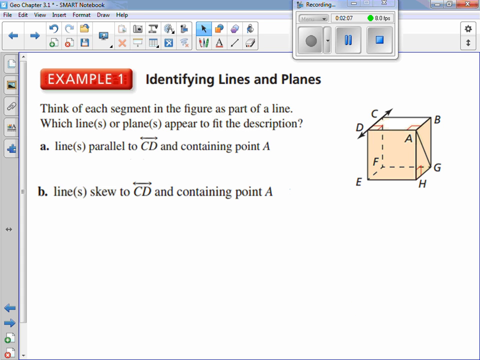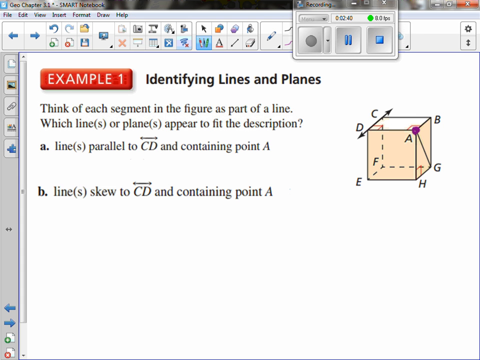Now, we're going to do some naming with this, and a decent part of this first part of the chapter is going to be that: we'll name some lines, and then we'll deal with some more stuff in parallel. But first, let's look at naming a few. So part A, lines parallel to CD and contain point A. So what we want to do is name any line parallel to CD that contains point A. So when we look at the figure, we want to see where's point A on this figure. Well, it's in this top corner.